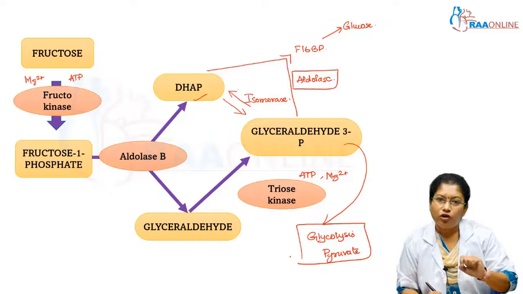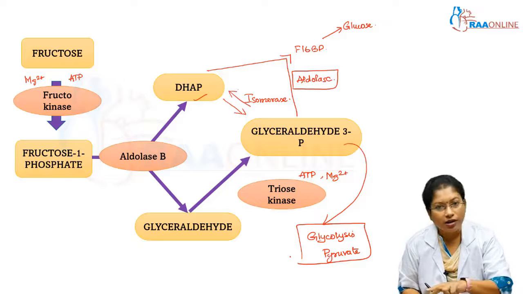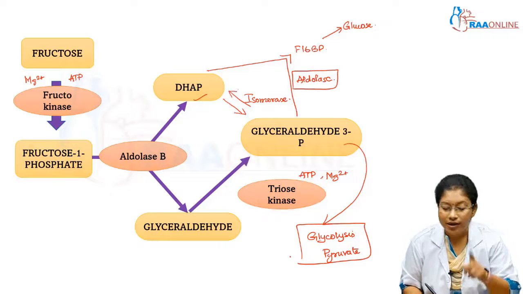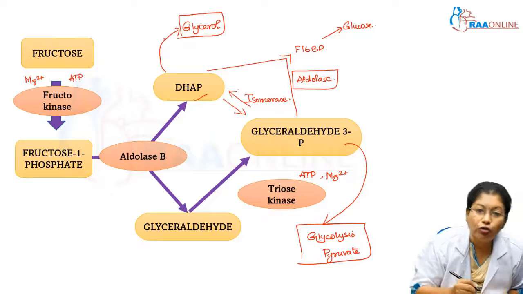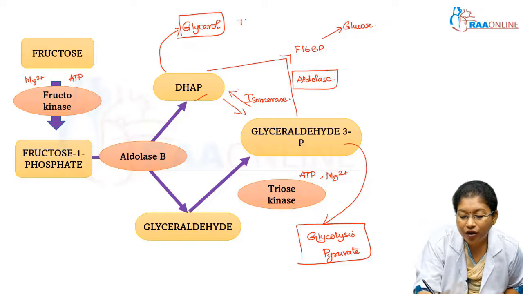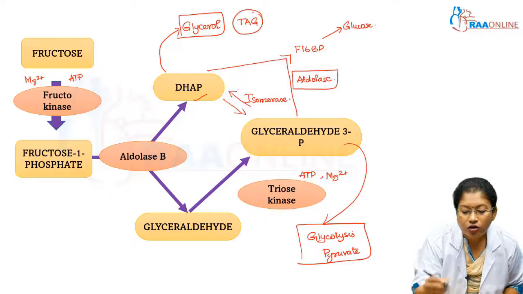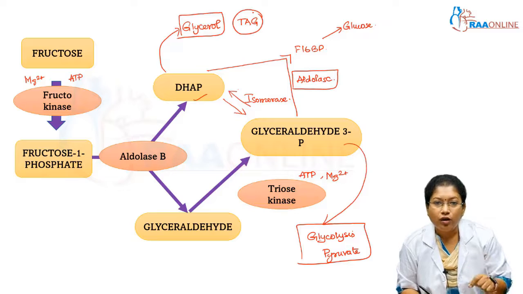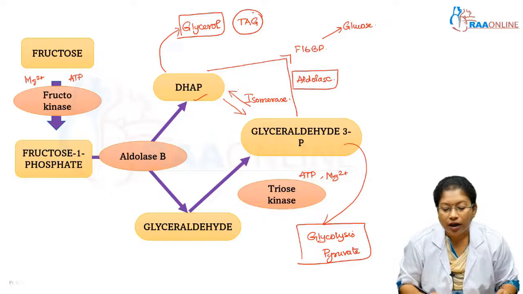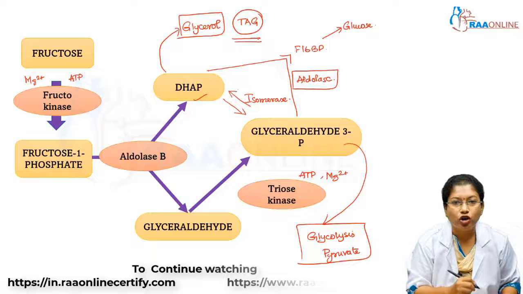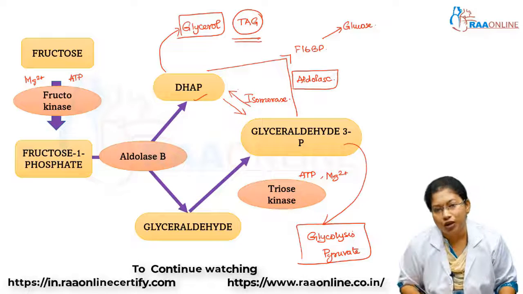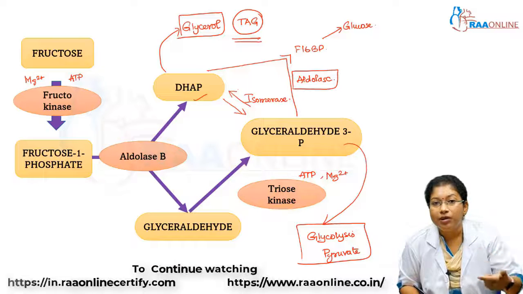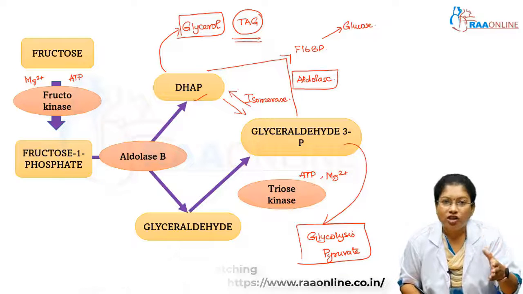What is the fate of dihydroxyacetone phosphate? It can give glyceraldehyde 3-phosphate. Otherwise, it can give glycerol, which is used for synthesizing triacylglycerol. So, when we take food rich in fructose, it leads to the formation of triacylglycerol because fructose is rapidly utilized. So, it can build up triacylglycerol formation very fast.